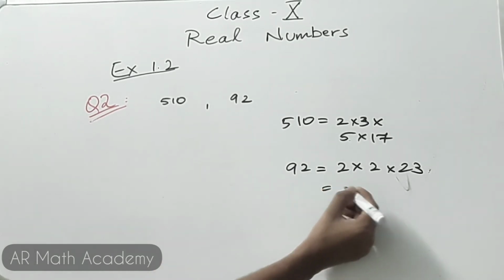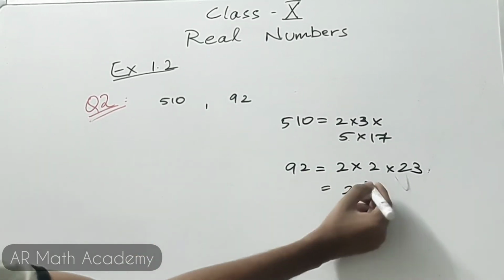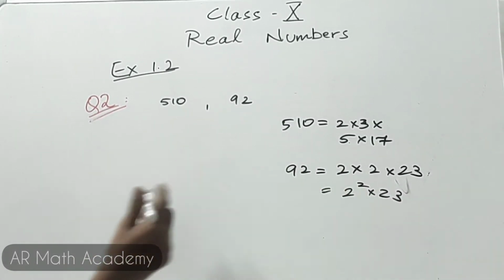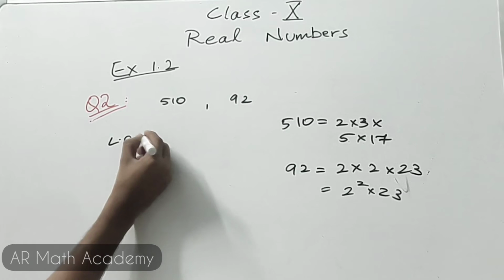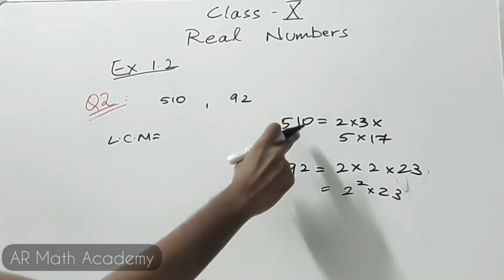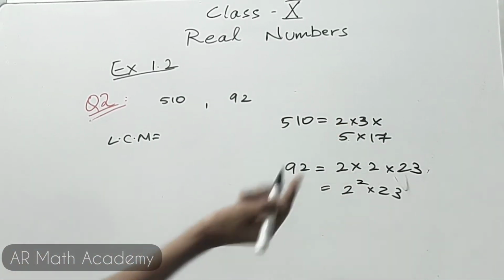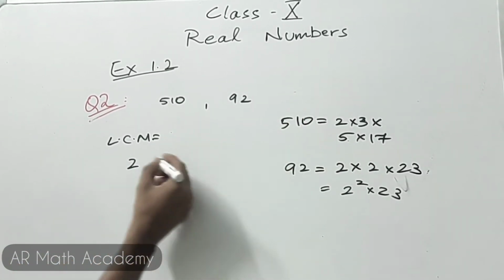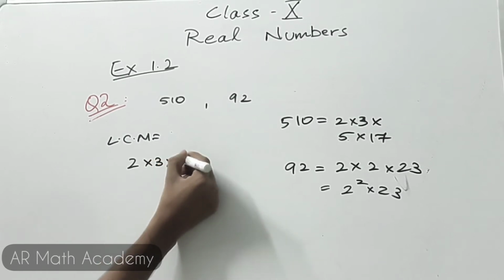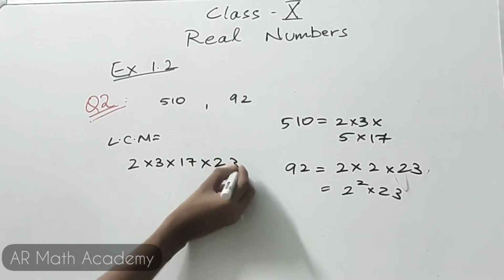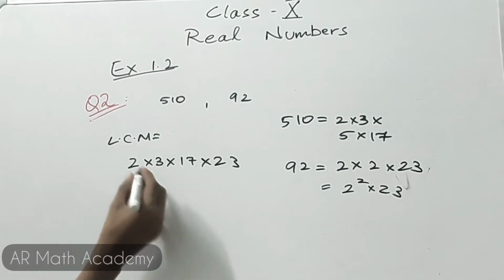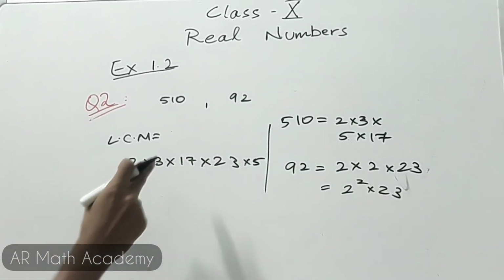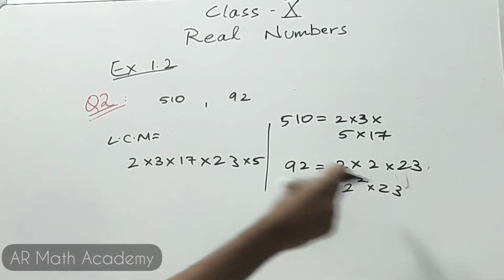Now, as for the LCM and HCF part, we have to find the LCM and HCF, right? So 92 can be written in this form, 2 square times 23. For the LCM, we have already done this, right? Take all the common bases. All the common bases over here are 2, 3, 17 and 23. I'm sorry, 5 is also there, so I'll include a product with 5 over here. So these are all the bases: 2, 3, 5, 17 and 23, right?